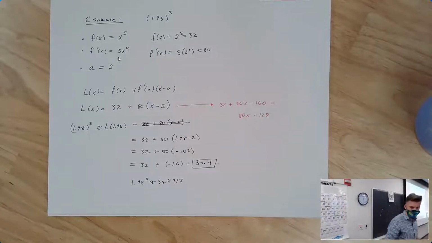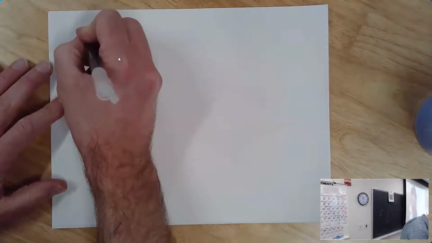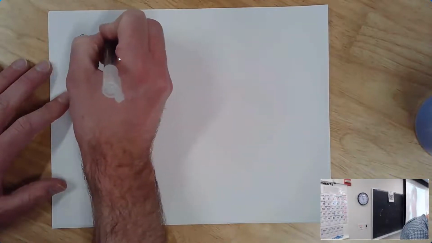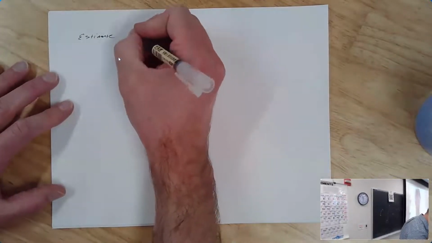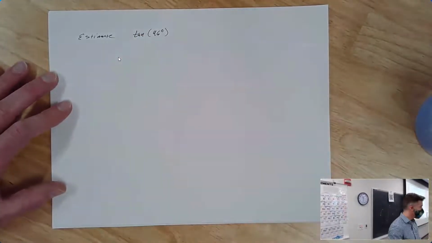There's one or two more I want to show you, just because there are a couple of strange things that can happen. So let me show you one more specifically, and then we'll look at some other varieties. I want to estimate tangent of 46 degrees using a linearization.